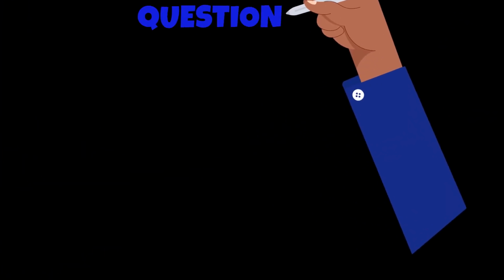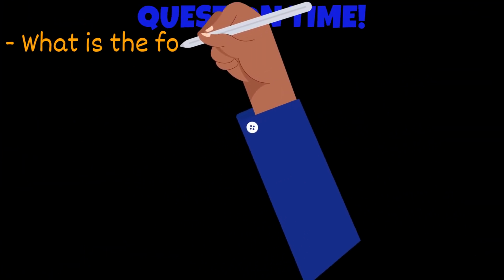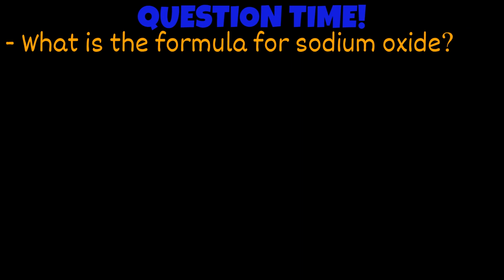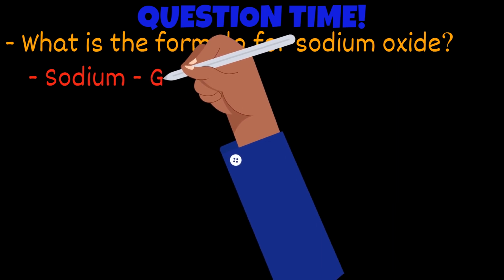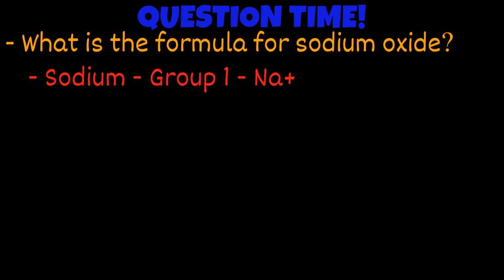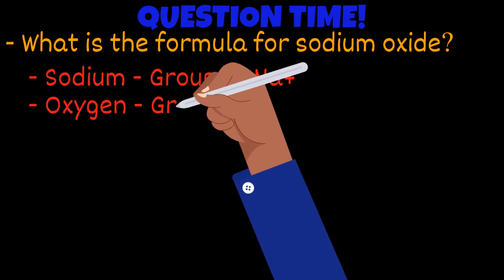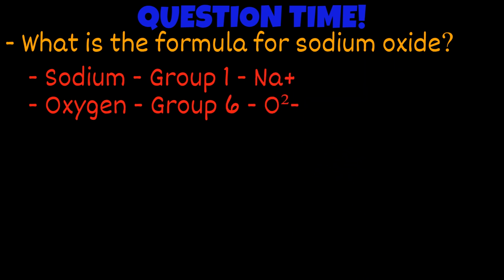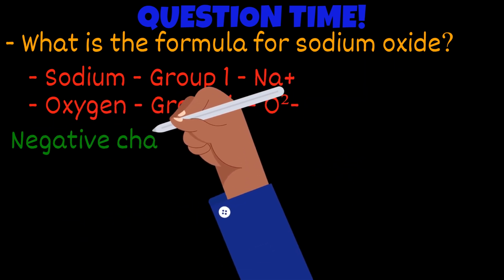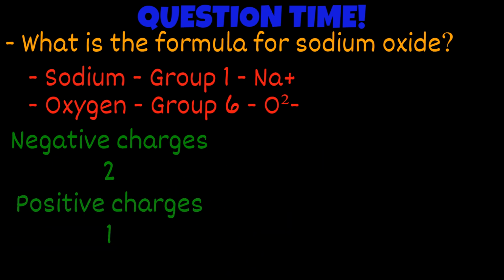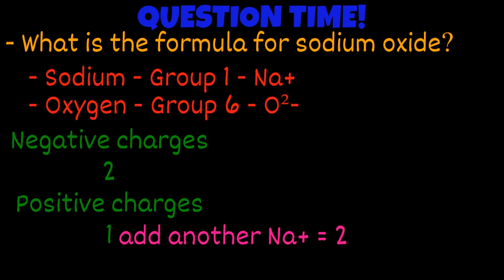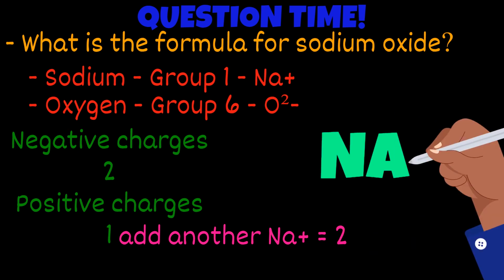Okay, here's a question for you. What is the formula of sodium oxide? So sodium is in group 1, which means its ion is Na+. Oxygen is in group 6, which means O2-. So there is 1+ and 2- charges. To balance it out, we need another plus charge, which is another Na+ ion, which leaves us with 2 sodium ions and 1 oxygen. So the formula will be Na2O.